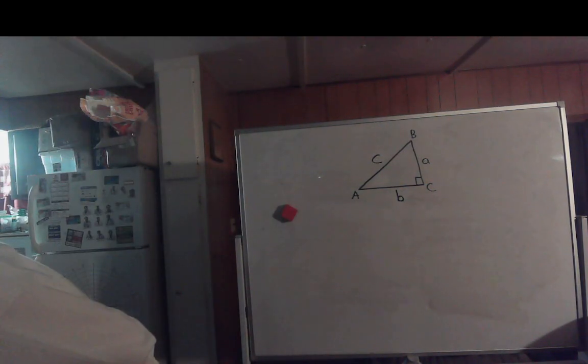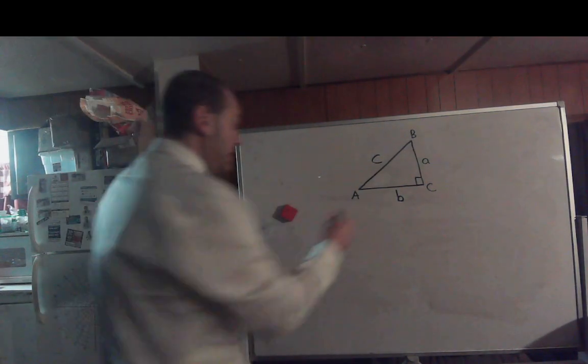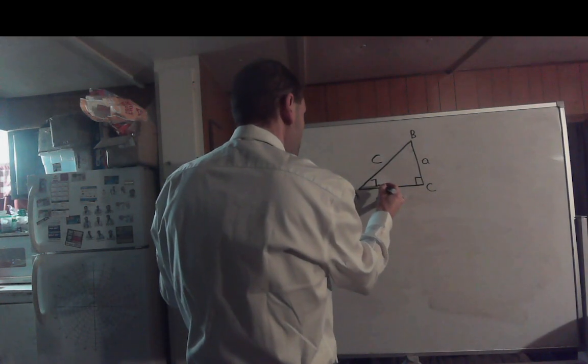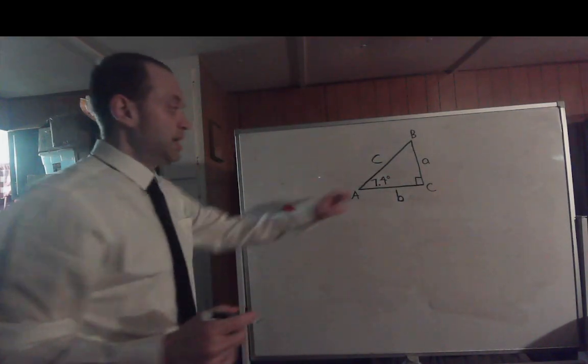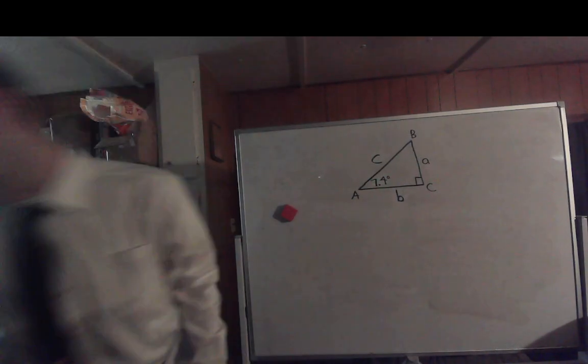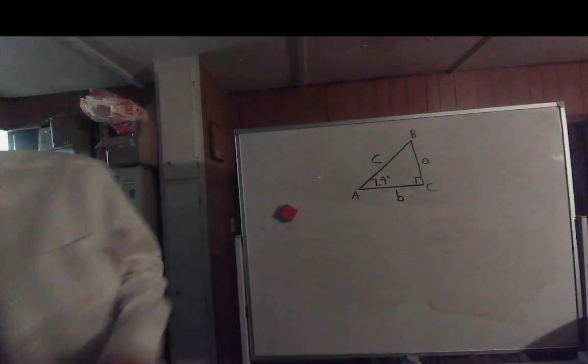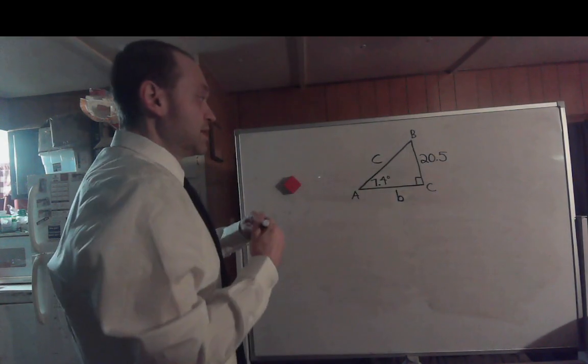Let's see what we're given this time. Angle A is only 7.4 degrees. So angle A is 7.4 degrees. Side A has a length of 20.5. So we have another angle and another side.